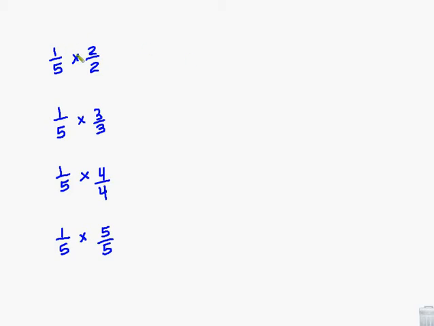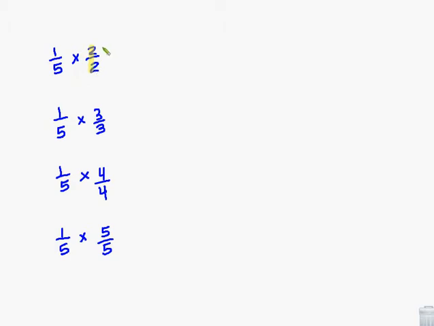This works because 2 halves is the same as 1 whole. And anytime we multiply by 1, the value doesn't change. Think about it. 5 times 1 is still 5. 500 times 1 is still 500. 5,000,000 times 1 is still 5,000,000.